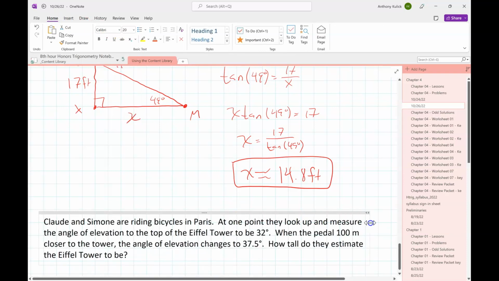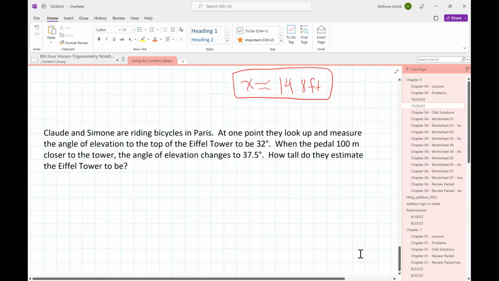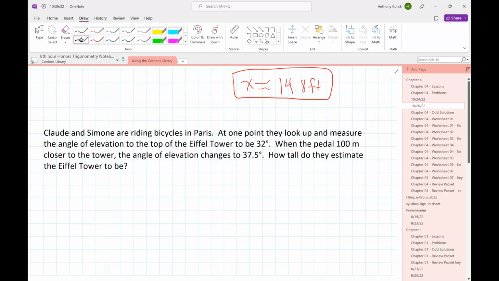All right, last example, and we're donezos in section 2. What? I know. Is that lovely? Claude and Simone are riding bicycles in Paris. How romantic. At one point, they look up and measure the angle of elevation to the Eiffel Tower to be 32 degrees. Okay, well, let's start drawing a picture, I suppose.